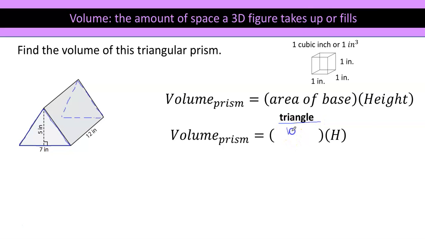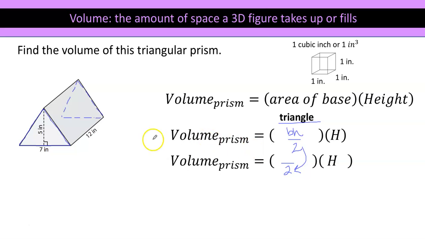So I can go ahead and fill in the formula for the area of a triangle: base times height divided by 2. From here, I need to record the denominator as 2, and then I need to look at just the triangle face to figure out the base and the height. Remember, the height and the base will be connected by a 90-degree angle symbol. So the base is 7 inches and the height is 5 inches. So I record 5 for the base and 7 for the height.